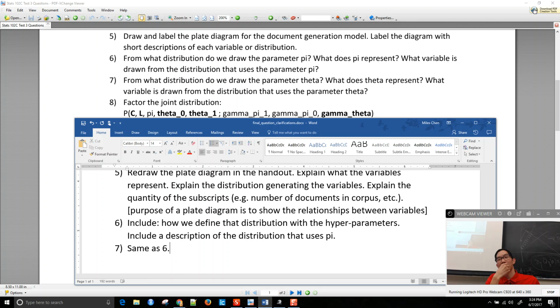And then, where's pi coming from? It's coming from a particular distribution, and that distribution is defined with certain hyperparameters. How are we defining that with the hyperparameters? The same thing goes with the theta values. Is that okay? All right.